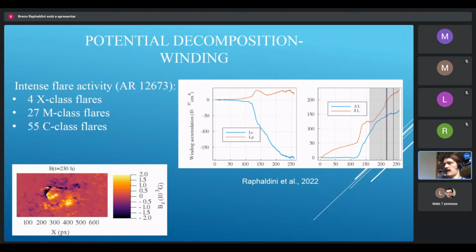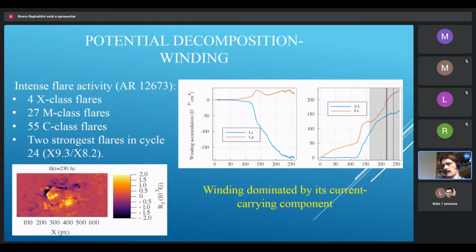of flares, and also intensity. So this active region had 4 X-class flares, 27 M-class flares, and 55 C-class flares. And among the X-class flares, the 2 most intense flares from solar cycle 24, which was in 2017, were from this active region: one X9 flare and one X8 flare.